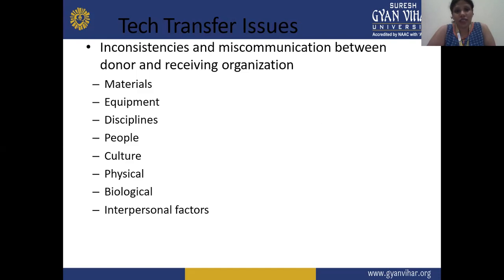Now, technology transfer issues. So, inconsistencies and miscommunication between donor and receiving organizations. This is a very simple thing, that we need to understand what are the technology transfer issues, means what are the issues that may generate during the technology transfer. So the important thing is the inconsistency and miscommunication between the donor and receiving side. The receiving organization is the major issue which may arise.